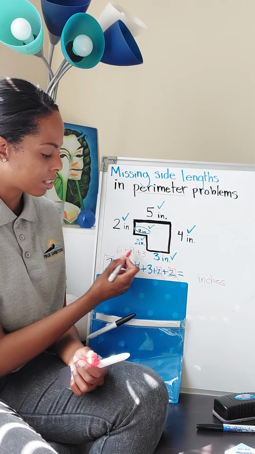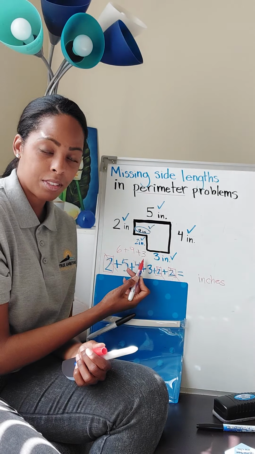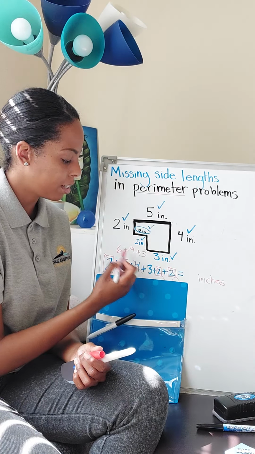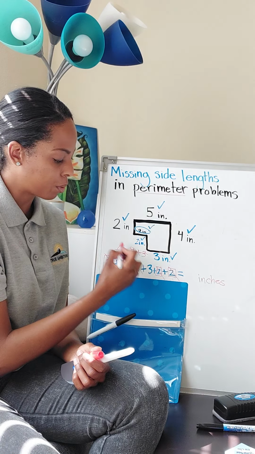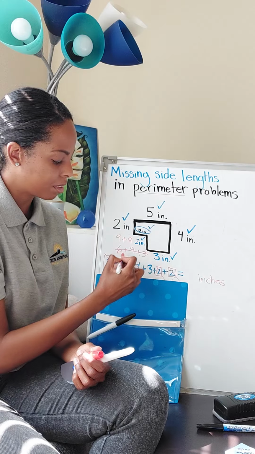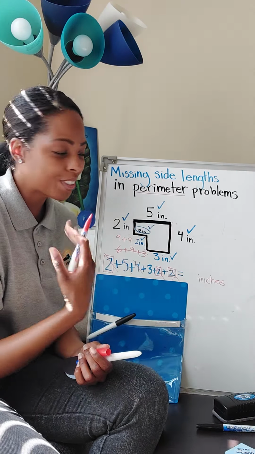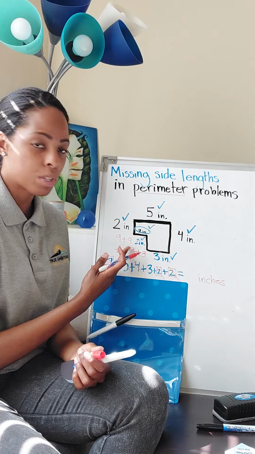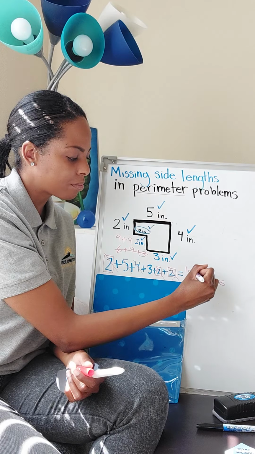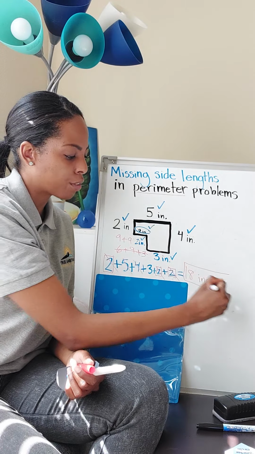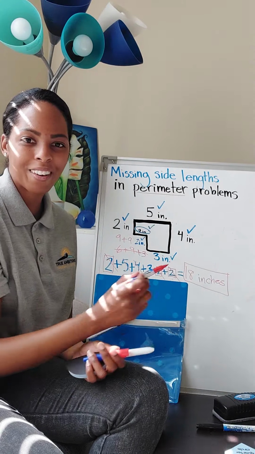Okay, so I have a 6, a 9, and a 3. I know that 6 and 3 equals 9. So I can cross this out and change my equation to 9 plus a 9. So 6 and the 3 make a 9, 9 plus 9. I know that 9 plus 9 equals 18. So I have officially solved for the perimeter. 18 inches is the perimeter. All right, I hope that helped.